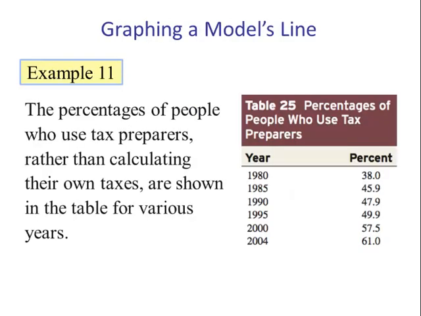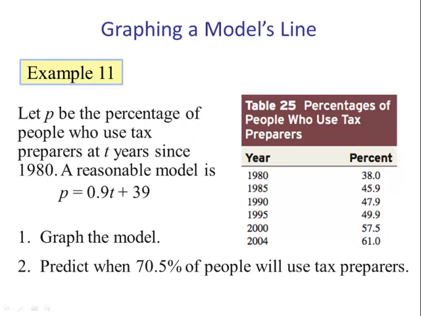Example 11. The percentage of people who use tax preparers rather than calculating their own taxes are shown in the table for various years. So this begins in 1980 and goes to 2004. Let P be the percentage of people who use tax preparers at T years since 1980. A reasonable model is P equals 0.9 T plus 39. Number 1, graph the model. Number 2, predict when 70.5% of the people will use tax preparers.